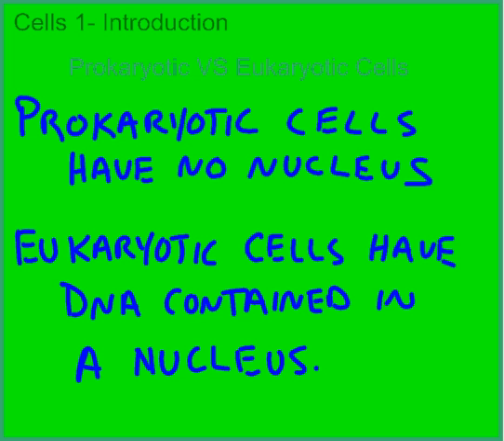Prokaryotic cells would be things like bacteria. These are the most ancient types of cells. They evolved first, and they have no nucleus. The DNA is just floating around inside the cell. Eukaryotic cells have their DNA organized and contained inside a nucleus.